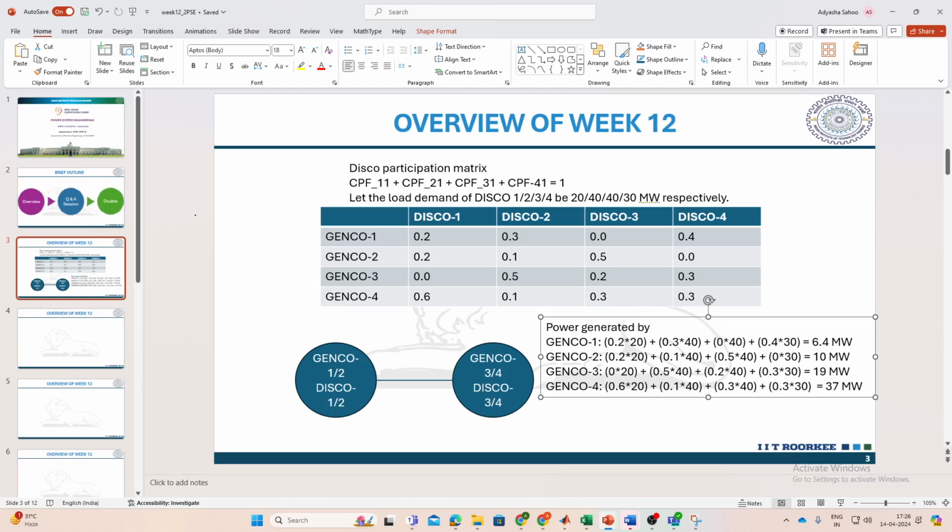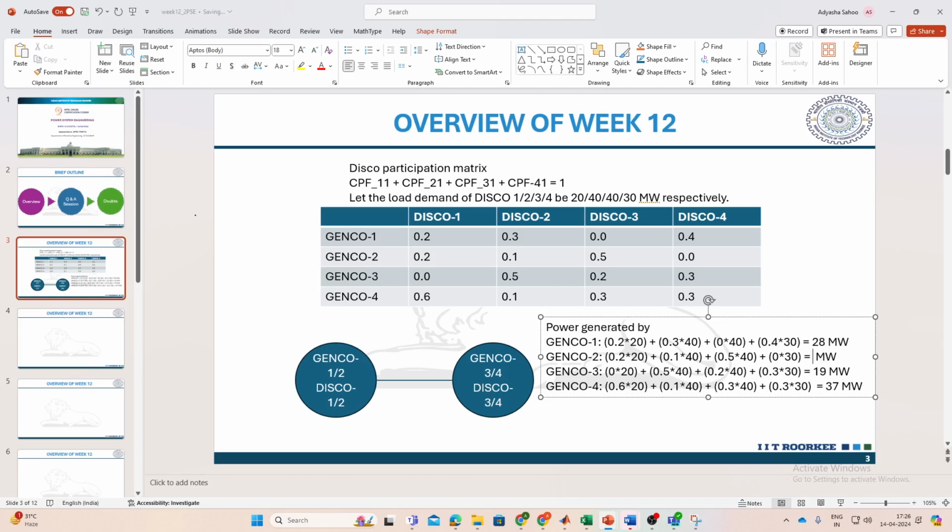So let me just verify these values once. The first one is 28, second is 0.2, then 0.1, 0.5, and the 0, 28.